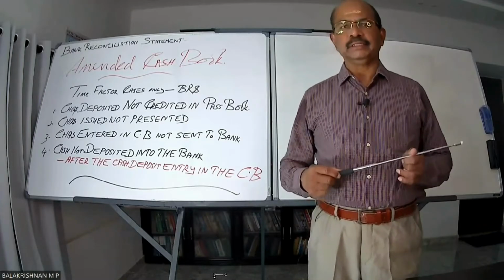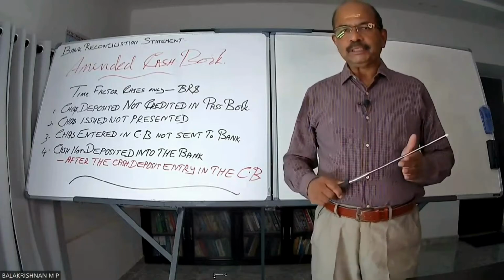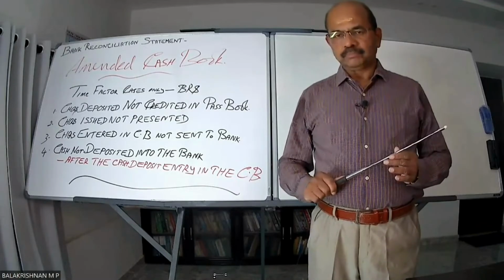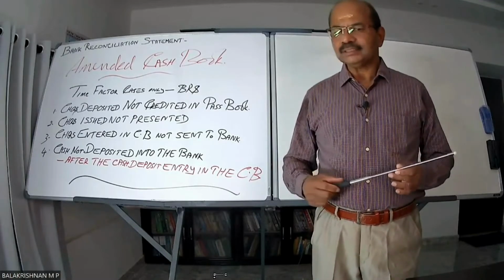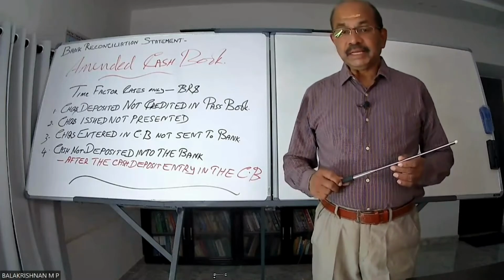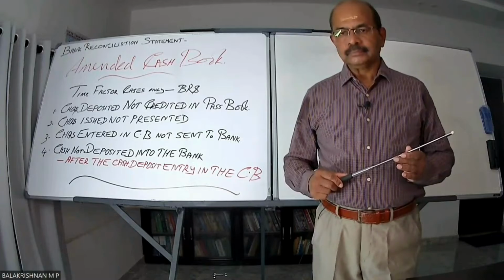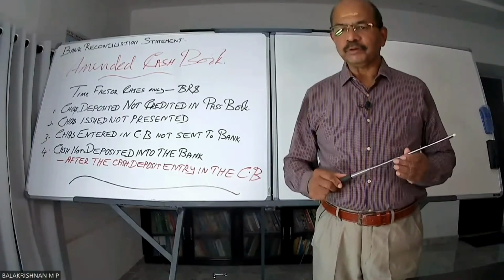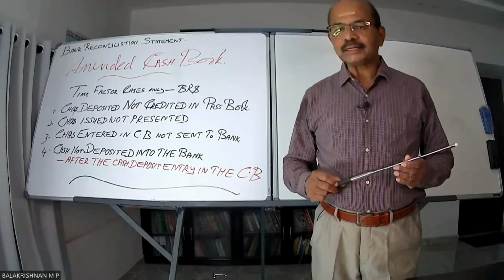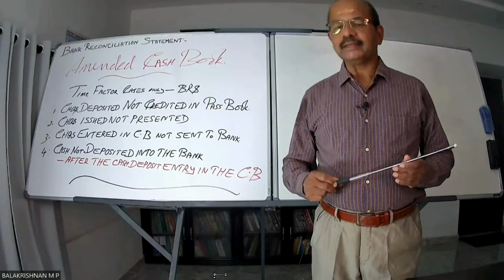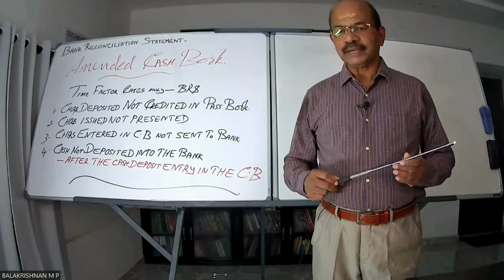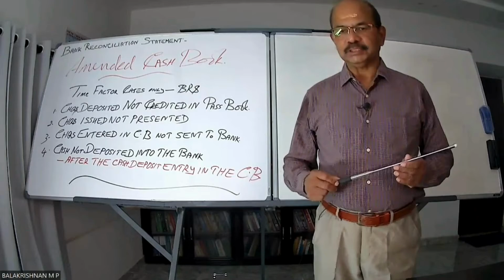Okay. Next, checks deposited and there is an omission in entry. Same case, enter it. Fine. Incorrect amount entered in the cash book. Instead of 500, you have shown 50 or vice versa. Through a rectification entry or an adjustment entry, you can have it rectified in the amended cash book.